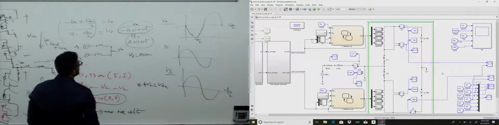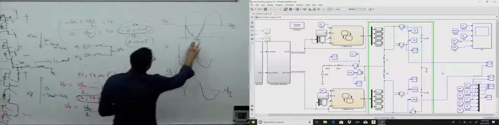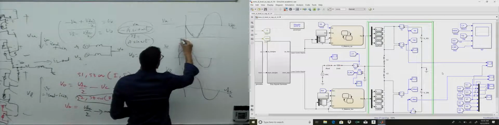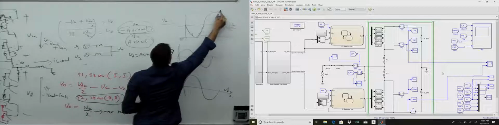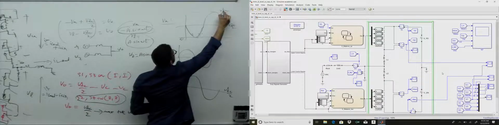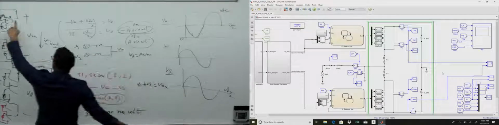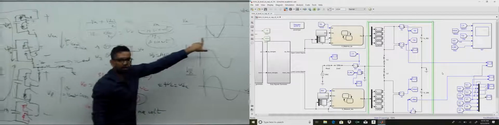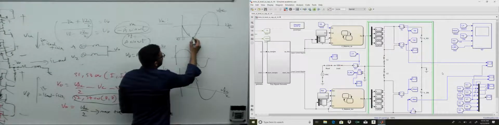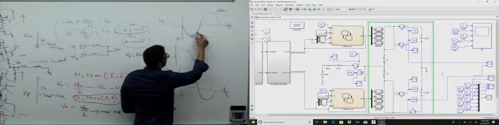But in that case, this is not minus VDC over 2. It should be 0, right? It should be 0 around an average up to plus VDC. When all modules are bypassed, you get a 0 voltage here, right? So it will be either 1 module bypassed, 1 module inserted, and then a little higher will be a little higher voltage. So 1 module is inserted or 2 modules inserted, and so on like that.